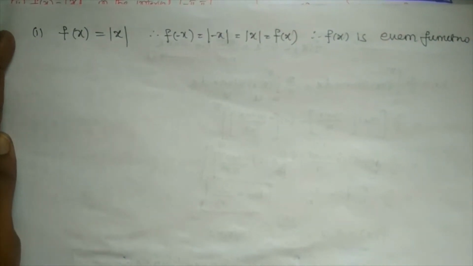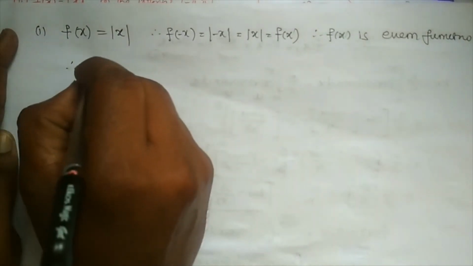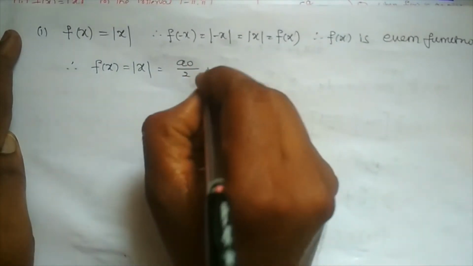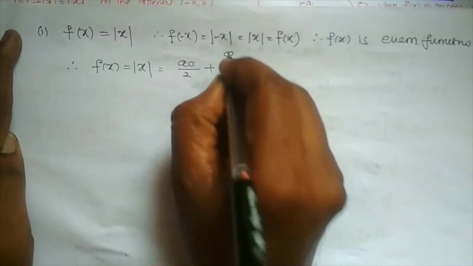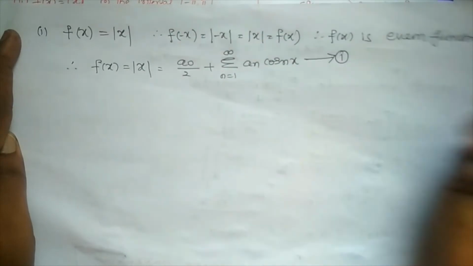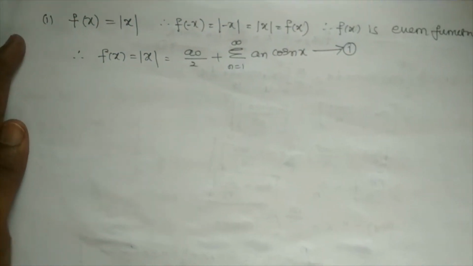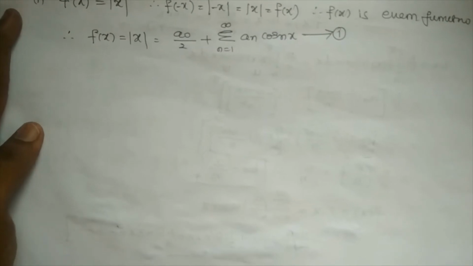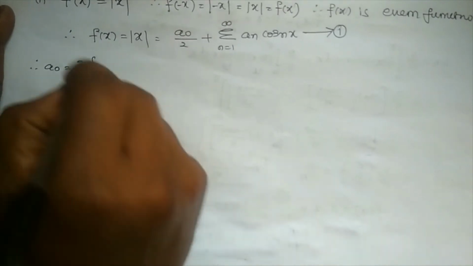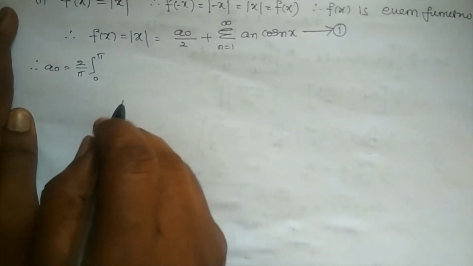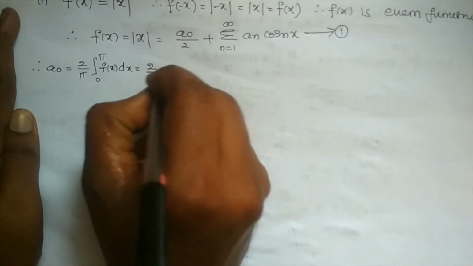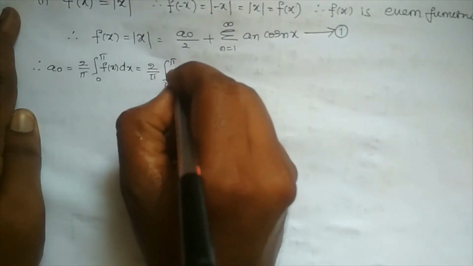So what is the formula for the even function Fourier series? Therefore f of x is equal to mod x, which is equal to a naught by 2 plus summation n is equal to 1 to infinity an cos nx, which is called equation number 1. So in this equation, what are the unknown values? A naught, an. So what is the formula of a naught? Therefore a naught is equal to 2 by pi integral 0 to pi f of x dx, which is equal to 2 by pi integral 0 to pi mod x dx.